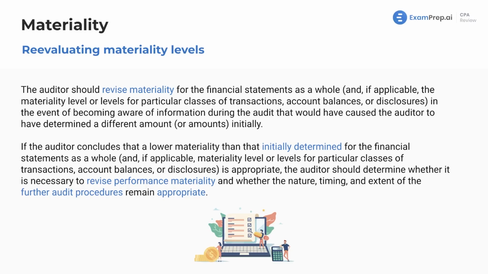As we mentioned, we want to revise materiality as needed. We are going to have to assess, and it's just responsible, right? As you get more information, you can make better decisions. So it's only reasonable that you will reevaluate as you obtain more information. The auditor should revise materiality for the financial statements as a whole, and if applicable, the materiality levels for the particular classes, transactions, account balances, disclosures.